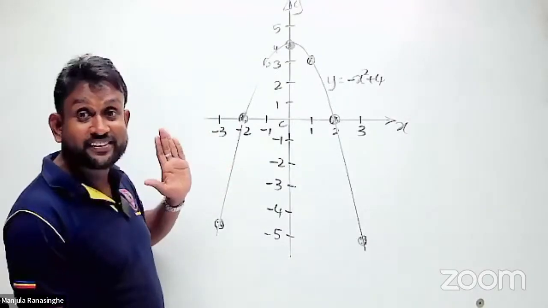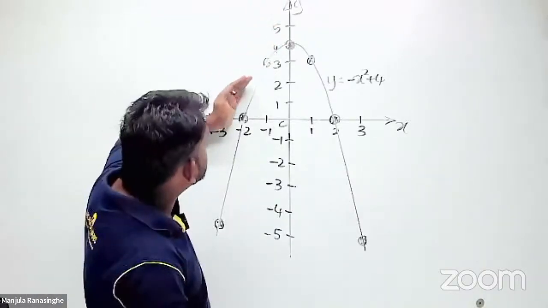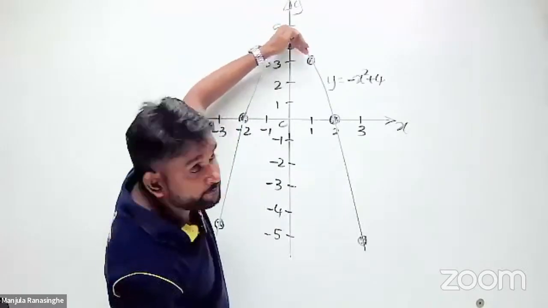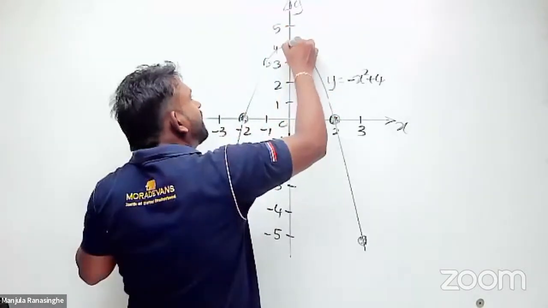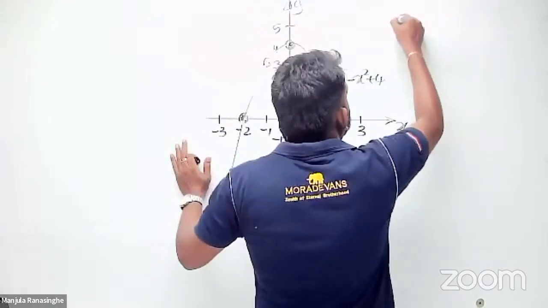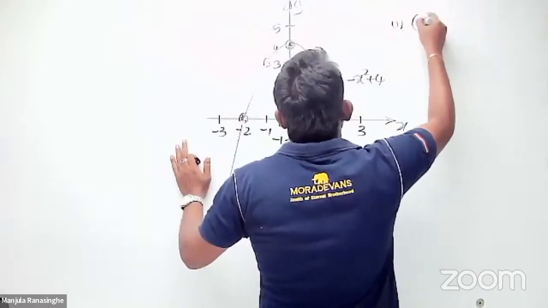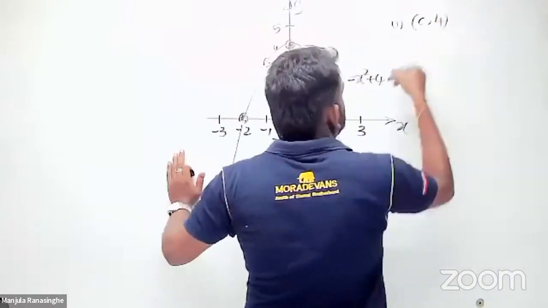Make a better turn. So here the turning point is this one. The graph is turning here. You turn. So the turning point is this one. They ask for the coordinates of a turning point. Normally a coordinate is given within brackets: x coordinate 0, y coordinate 4.